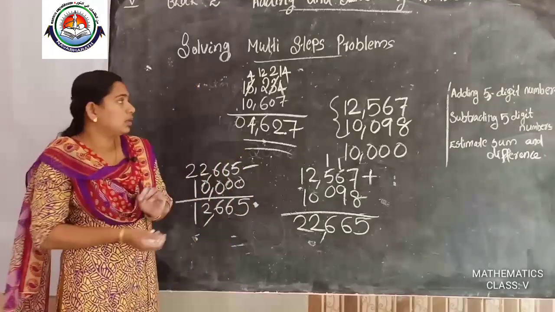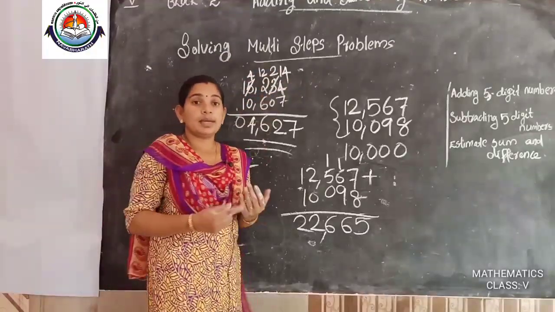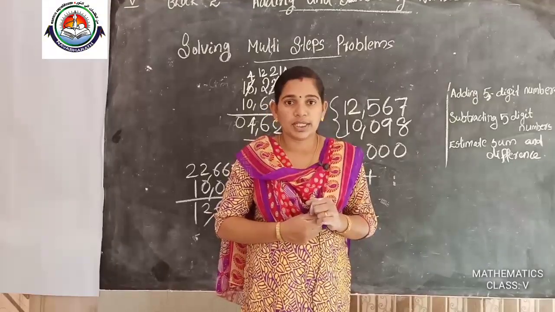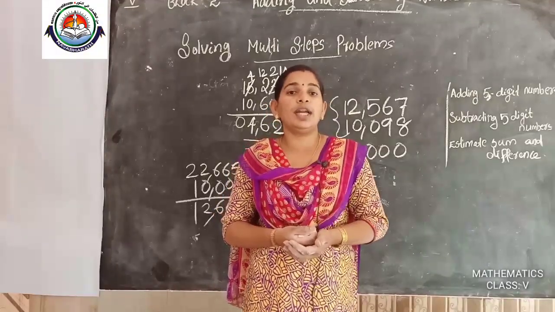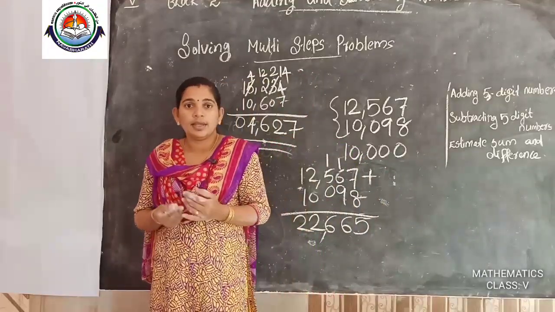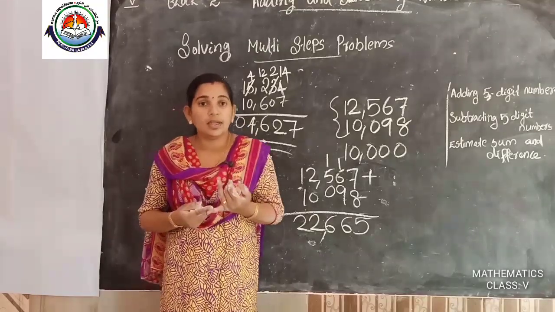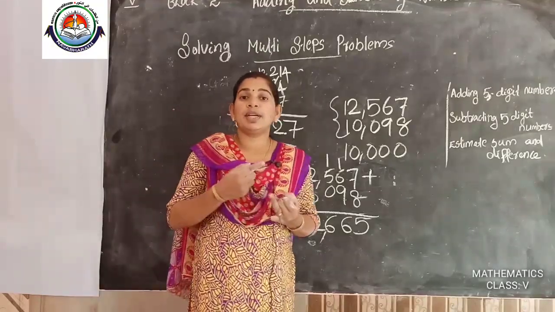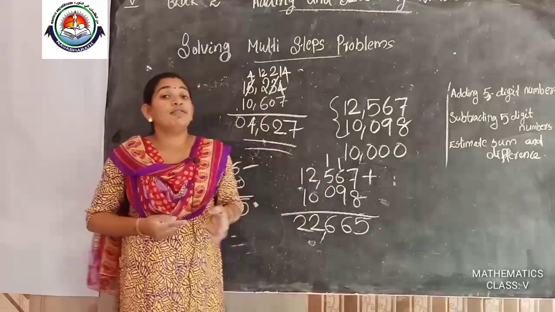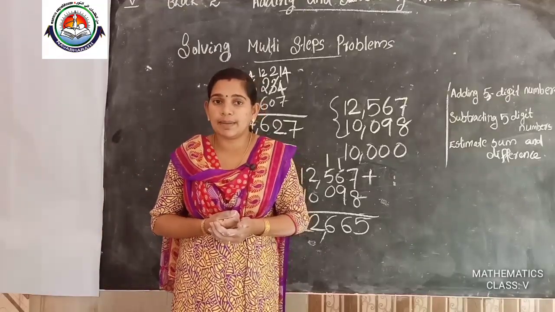Today we are discussing solving multi-step problems. Some questions have both addition and subtraction operations. How are we doing that kind of problem? The first problem we are doing is Ram's salary. He got 20,000 from his salary. He spent 5,000 for his food and 700 for his transport. Then how do you get the remaining salary?